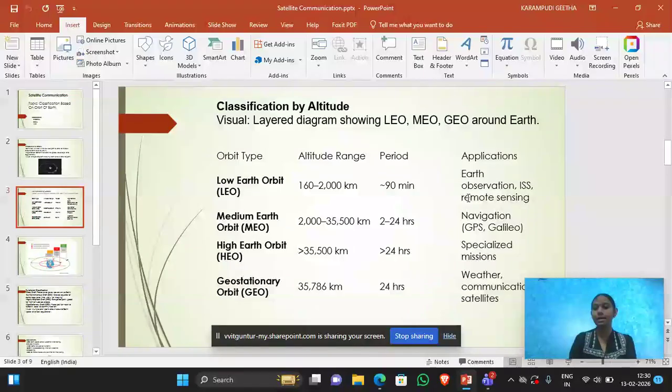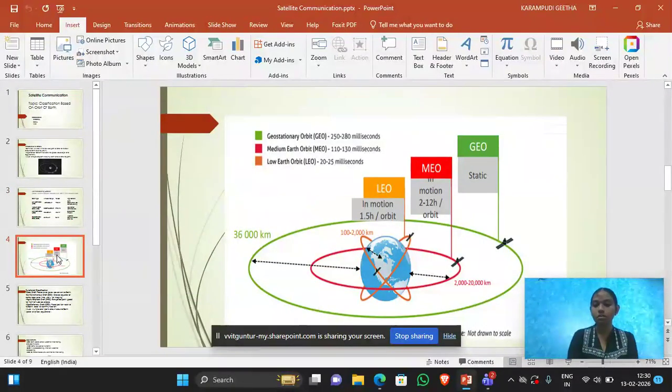And we have to see the diagram of LEO, MEO, HEO, GEO. This diagram shows LEO, MEO, GEO. Geostationary satellite latency is 250 to 280 milliseconds. So this is Earth and these are the orbits and the distances. This is the satellite. The first orbit is LEO, the second orbit is MEO and the third orbit is GEO. These are the distances and time periods.